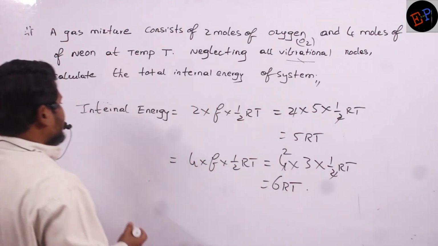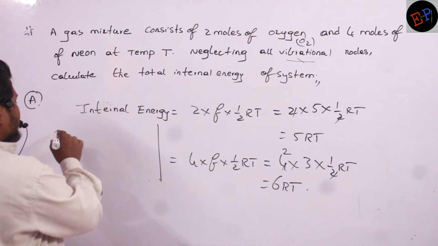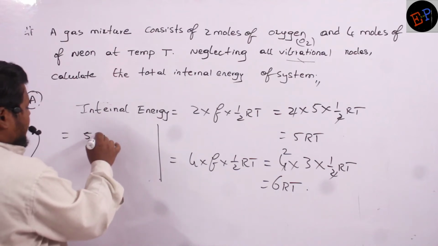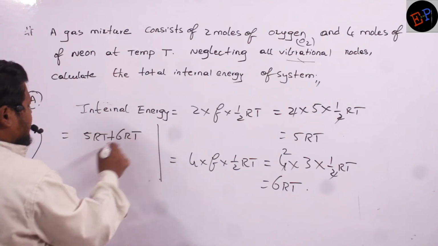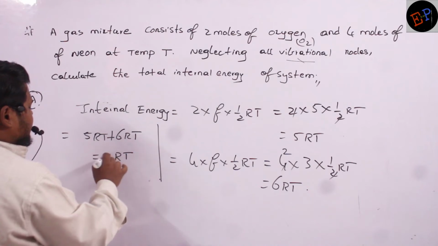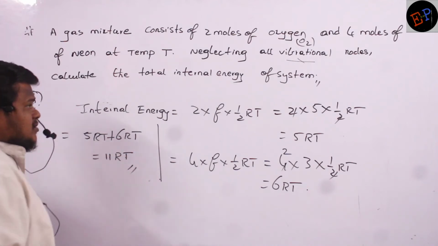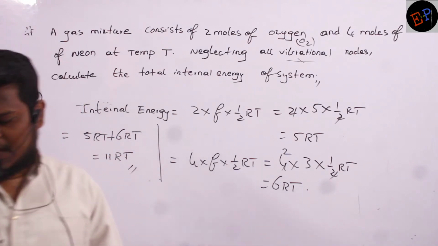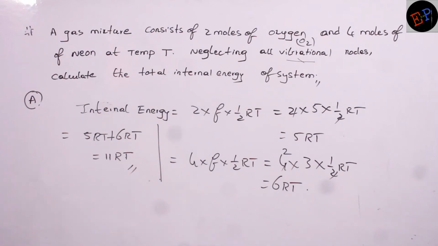So the total internal energy is 5 RT plus 6 RT, which equals 11 RT. So this is the total internal energy of this gas. Clear? That's all.